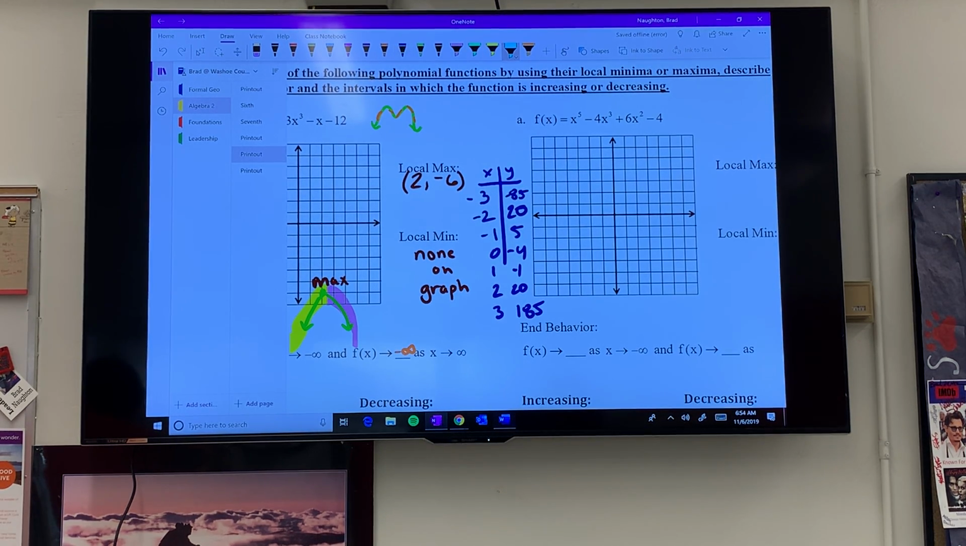So the only ones that I'm really going to be able to use are these ones right here. So let's plot those really quickly. So -1, 5, 0, -4, and 1, -1. So really my graph goes like this. All right. So ladies and gentlemen, we have a lot more stuff going on with this bad boy.